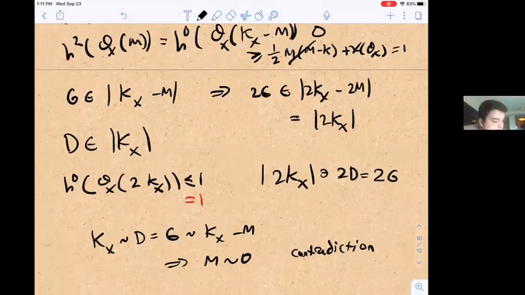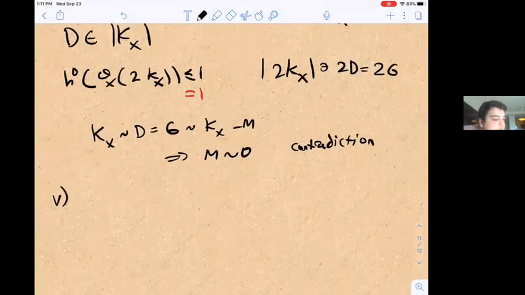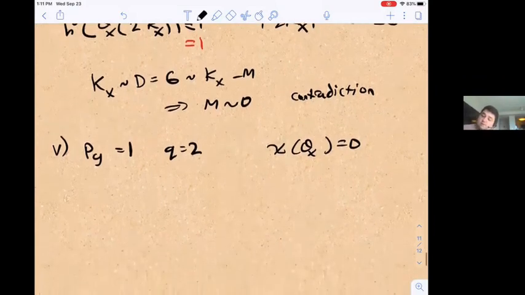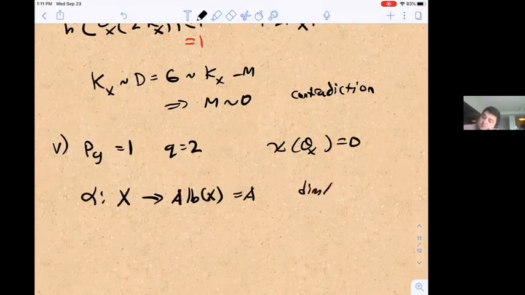Okay, so that leaves our last case. Hopefully I can get it done in 4 minutes, where PG is 1 and Q is 2. And so in this case, the Euler characteristic of O is 0. And now the key point again is to use the Albanese, because we have this Q equals 2. So we know we have a big Albanese map. So we have some X to Albanese of X, let's call it A, where A is 2-dimensional. So this is some abelian surface.